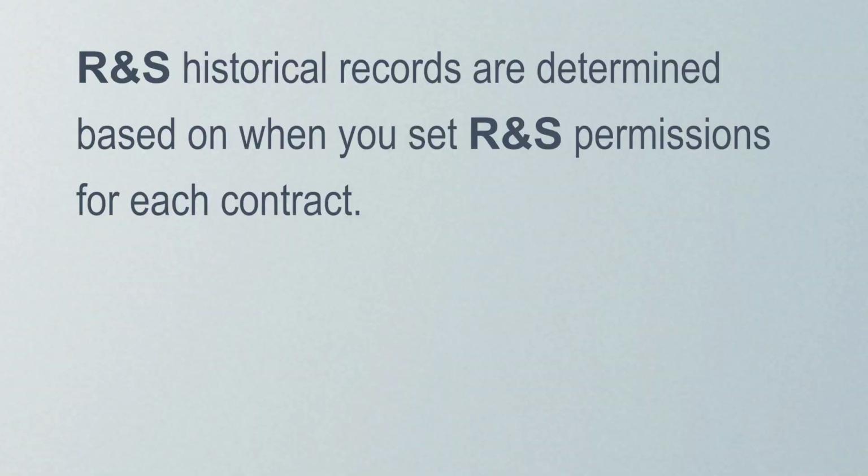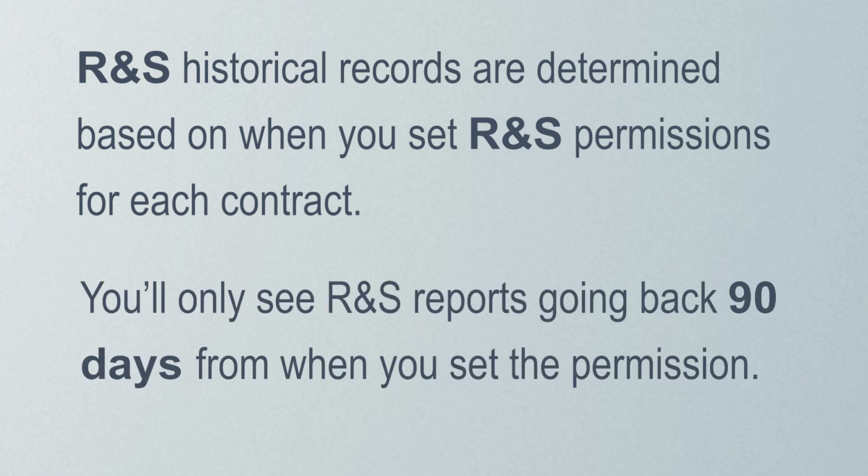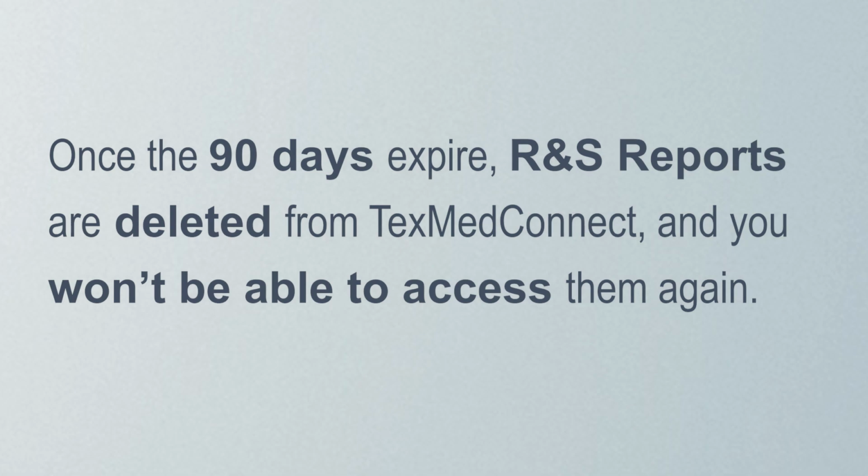Keep in mind that R&S historical records are determined based on when you set R&S permissions for each contract. You'll only see reports going back 90 days from when you set the permissions, and only if claims have been previously submitted during that time. Another thing to note is that PDF versions of the R&S reports remain available for 90 days after posting. Once the 90 days expire, R&S reports are deleted from TexMedConnect, and you won't be able to access them again. It's strongly recommended that you save the R&S reports to your desktop or another local folder to ensure you have access to them even after they're removed from TexMedConnect.